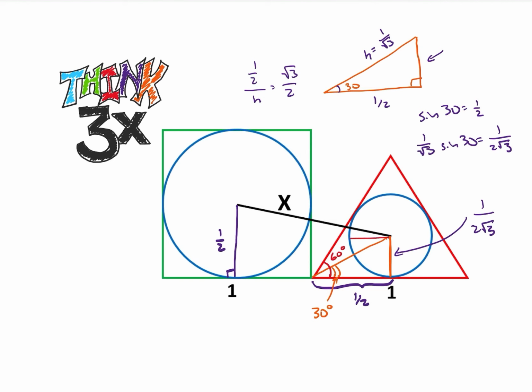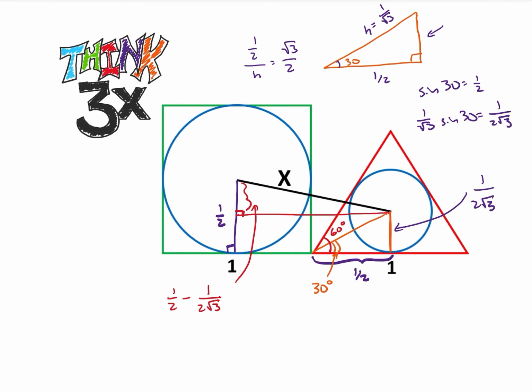So let's look at another triangle here. So let's bring this over, and let's look at this right triangle here. So I have a right triangle, so if I look at this side right here of my right triangle, this is going to be 1/2 minus 1 over 2 √3, which I just calculated. Okay? And then this long side is just going to be 1/2 plus 1/2, which is going to be 1.